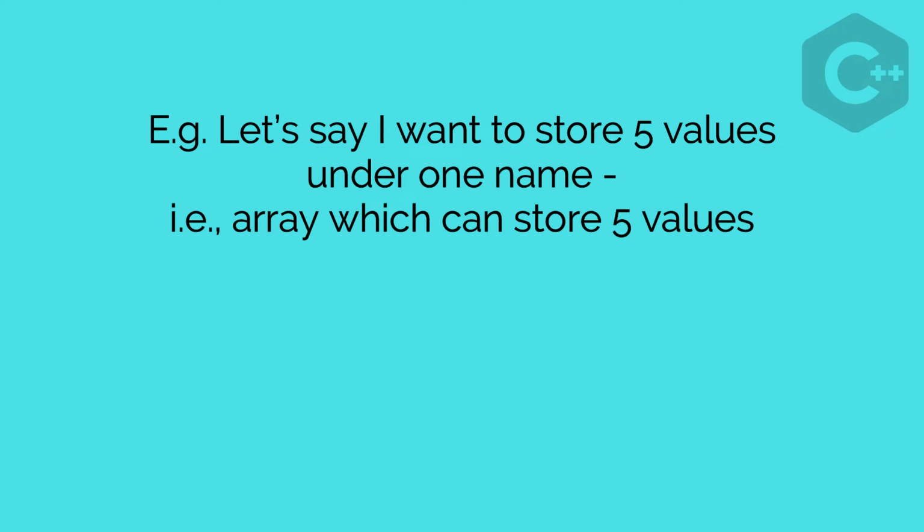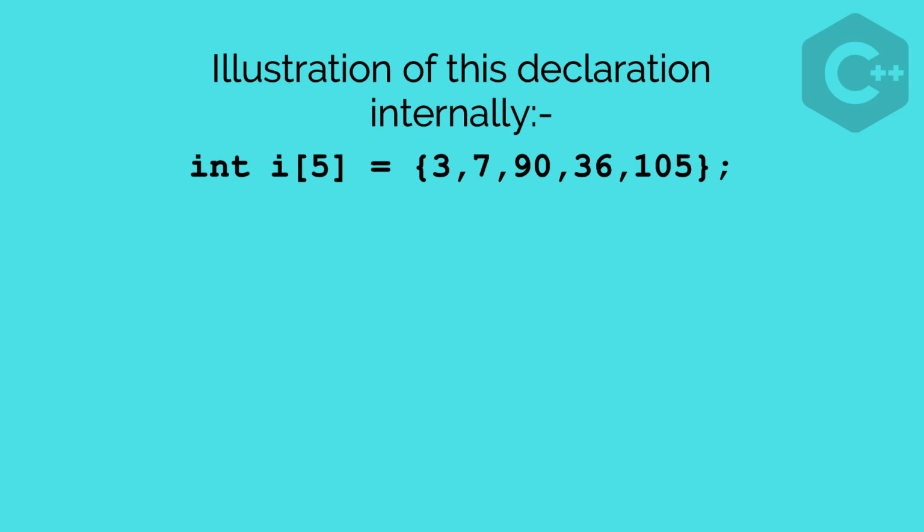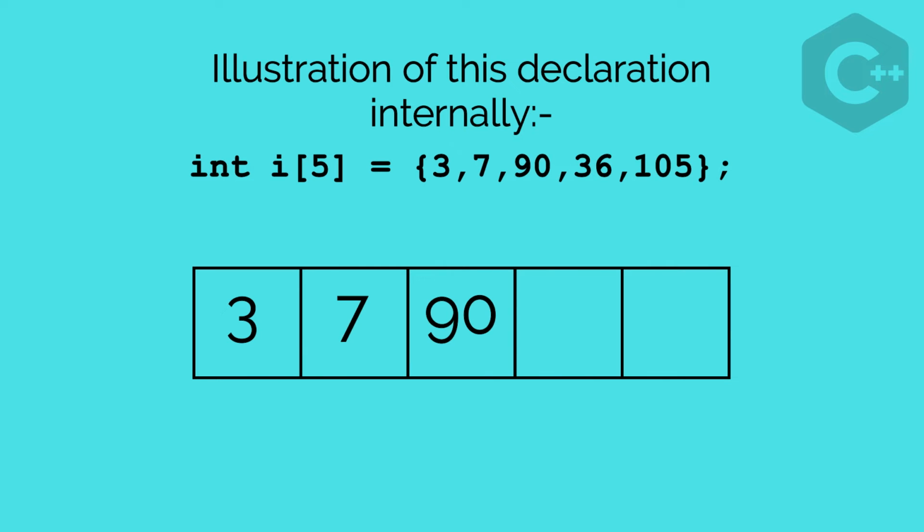Let's say I want to store 5 values under one name, that is, an array which can store 5 values. Then I will declare it like this. I'll say int, the array name, that is i. Inside the square brackets I want to store 5 values, so I'll write 5, is equal to, then inside the curly brackets we have the various values that we want to store. If I illustrate this declaration internally, it will look something like this in the memory.